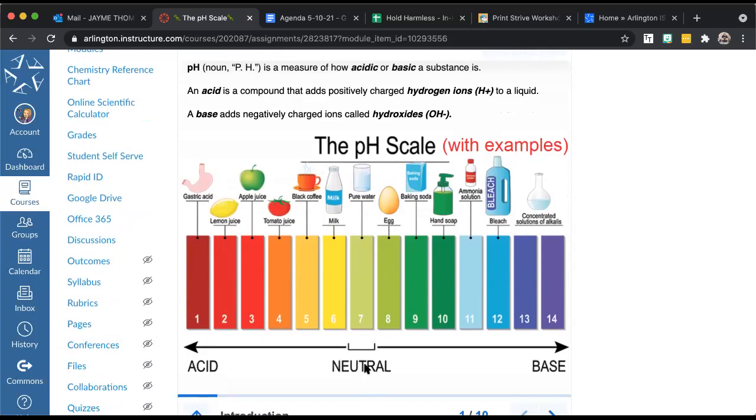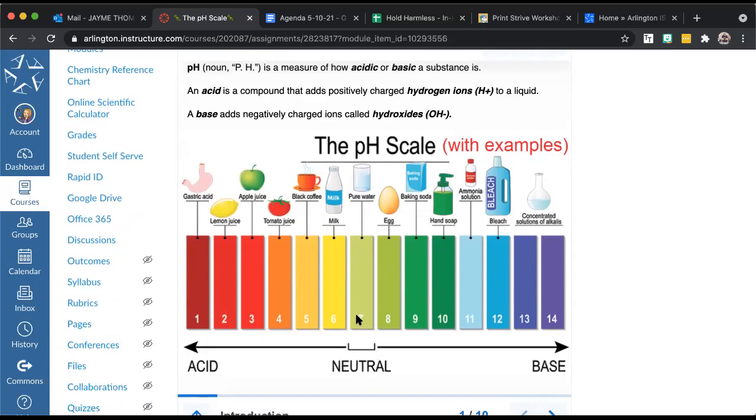If it's like 7.01, technically that's slightly basic, okay? Very, very little, but it is a little bit basic. If it was like 6.99, technically that's slightly acidic. Okay, not very acidic, but a little bit.